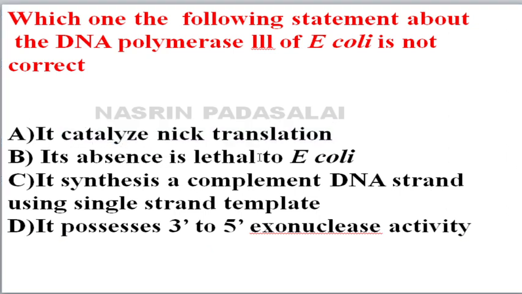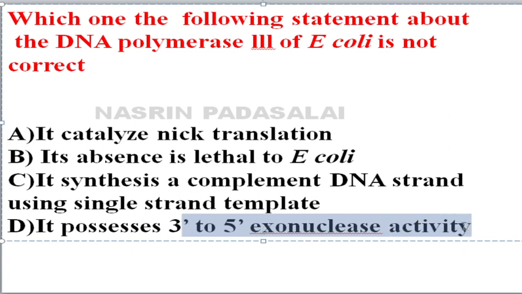Next, its absence is lethal to E. coli. Yes, because DNA polymerase 3 is involved in the replication of E. coli. If the enzyme is not present, replication will not happen and E. coli will not multiply, so it will be lethal. Next, DNA polymerase 3 synthesizes a complementary DNA strand using a single-stranded template. Yes, and it is also involved in 3' to 5' exonuclease activity, which is nothing but proofreading activity.